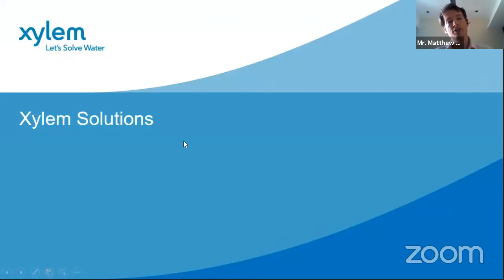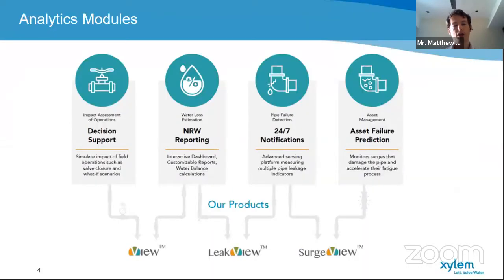So to initially take you through the solutions that we are providing here, Xylem provides a number of network analytics solutions relevant to this particular case. These cover three key products that we call View, Leak View, and Surge View. The purpose of these products is to assist with decision support, NRW reporting, 24/7 leak monitoring and alerts, and asset failure prediction through the monitoring of damaging surges within the pipes.